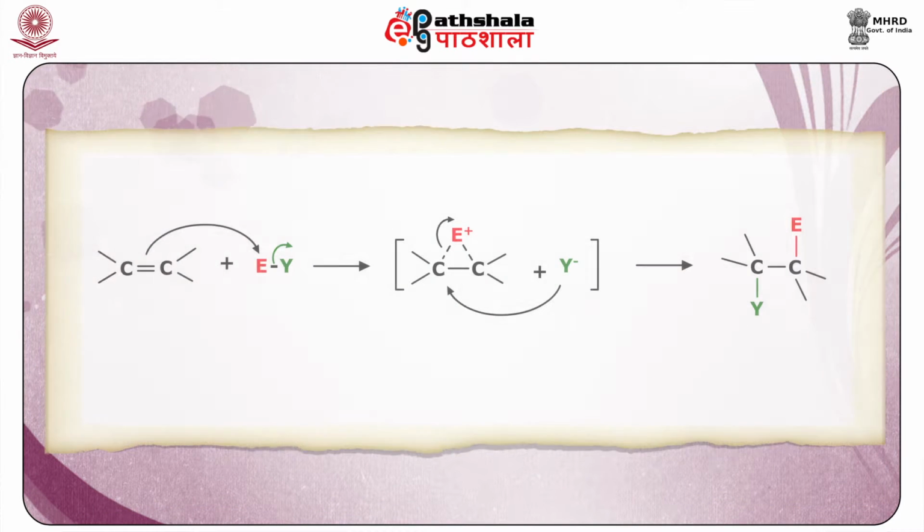The formation of a bridged intermediate with the electrophile and subsequent attack by the nucleophile leading to cleavage of the bridge and formation of product is also ADE2 process. As you can see here, there is an alkene and E plus when it is attacking, it will form a bridge, that is you can see a 3-member cyclic ring getting formed, and then the Y minus attacks on this.